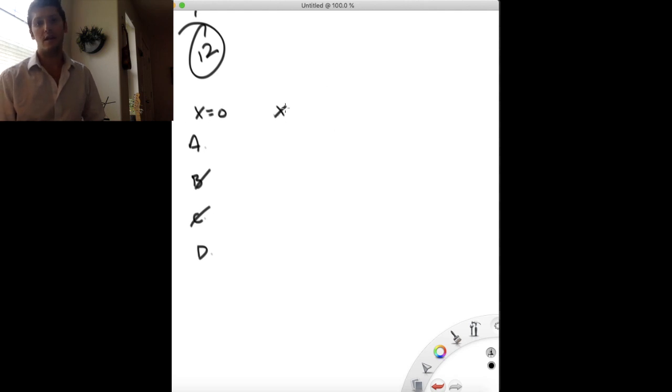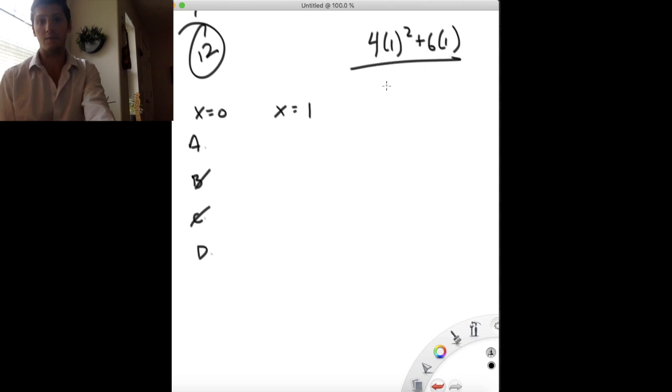Now I'm going to try out x is 1. X is 1. 4 times 1 squared plus 6 times 1. What I'm doing is putting in 1 for x in my original equation to see what I get. Well, what's that? 10 on top over 6, 10 sixths. Well, guess what's not 10 sixths? Answer choice A. So I'm done.